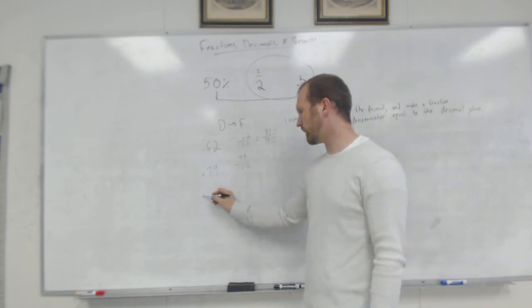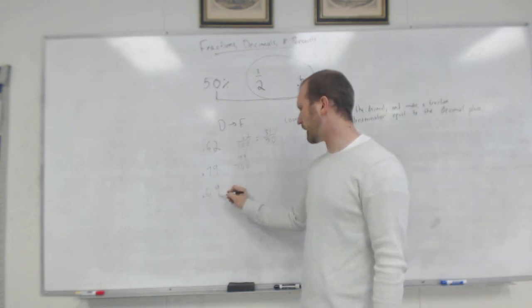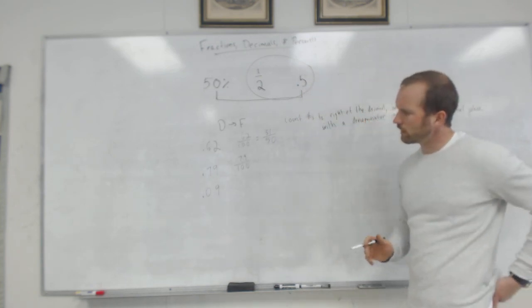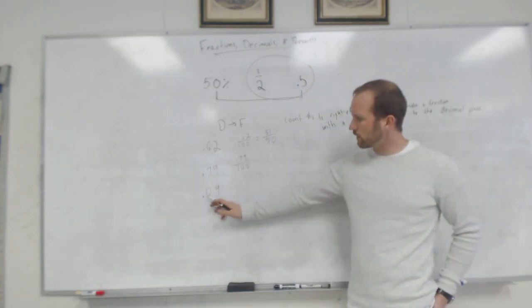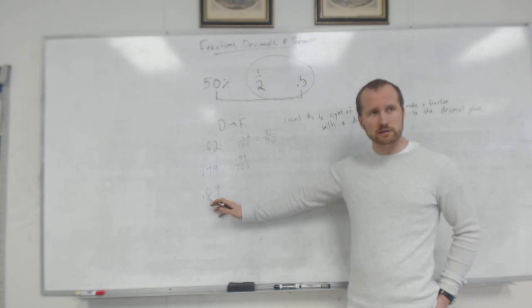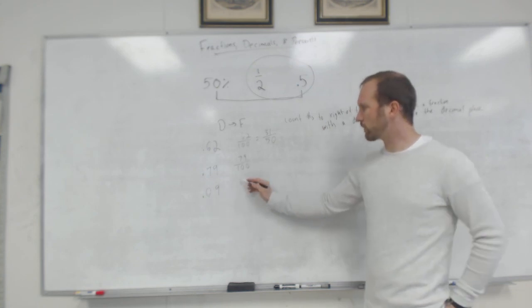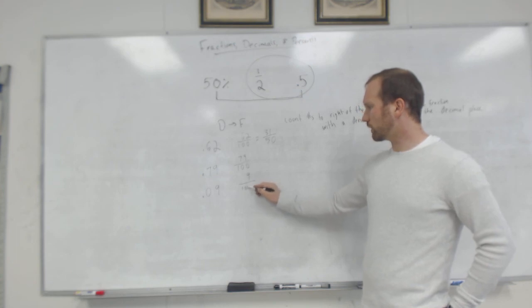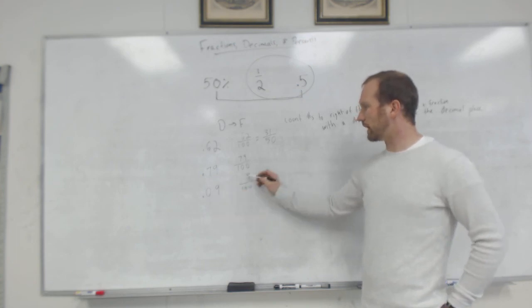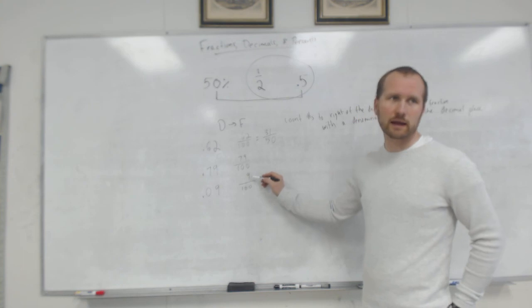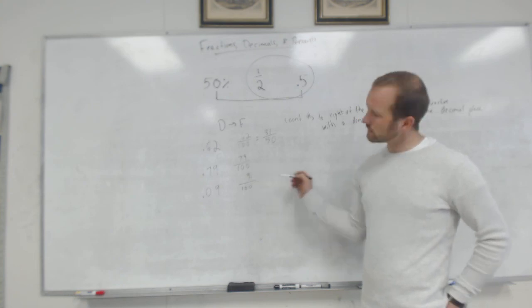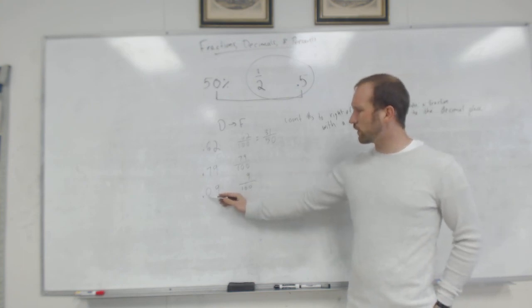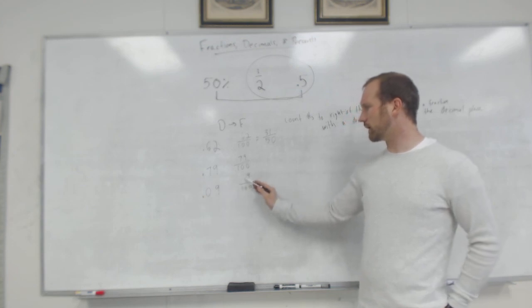What if I had this, 0.09? How many numbers are here? We still count this 0. 1, 2. So I would put 9 over 100. Because 0, 9, right, is just 9. You guys see that? So when there's a 0 like in between the decimal, we can kind of leave it out.